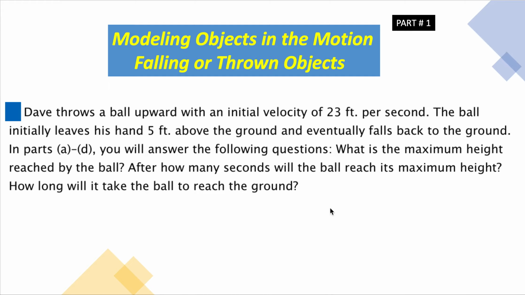Motion, falling or throwing objects. Dave throws a ball upward with an initial velocity of 23 feet per second. The ball initially leaves his hand 5 feet above the ground and eventually falls back to the ground.